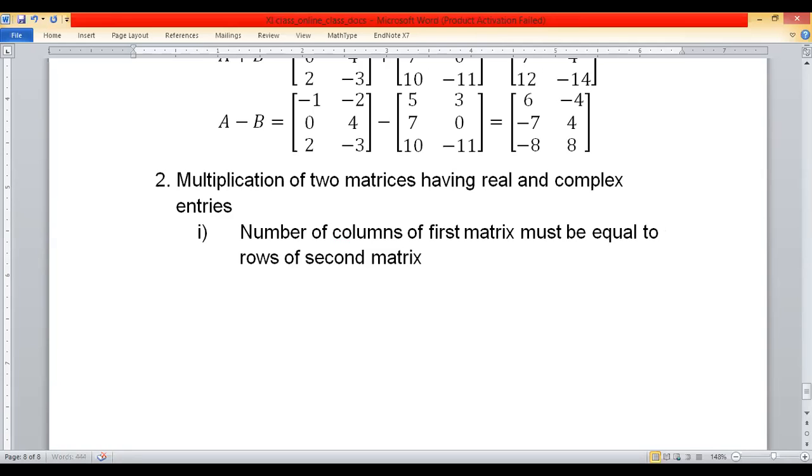Then you have to multiply first row elements with first column of second matrix. तो आपको क्या करना है, जो फर्स्ट रो होगी वो आप फर्स्ट कॉलम के साथ मल्टीप्लाई करेंगे. तो मल्टीप्लाई फर्स्ट रो एलिमेंट्स विद फर्स्ट कॉलम elements.